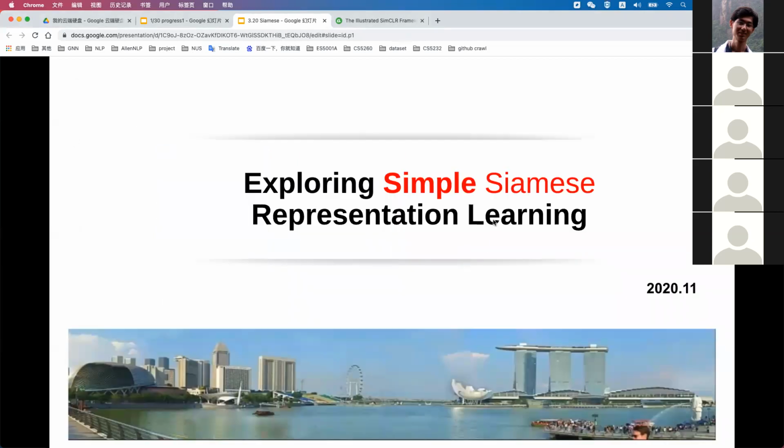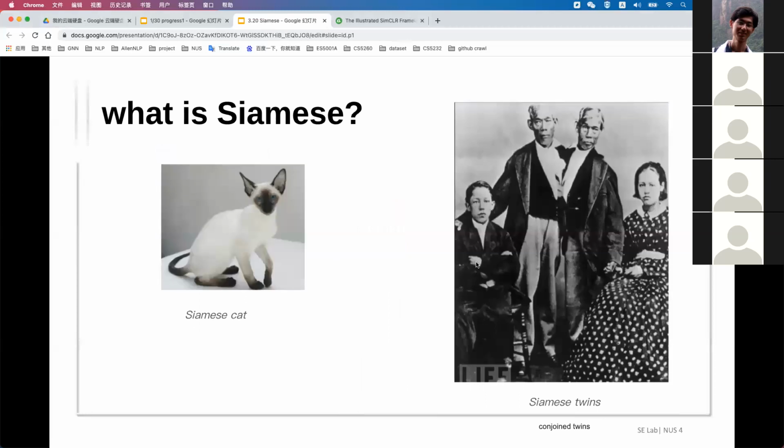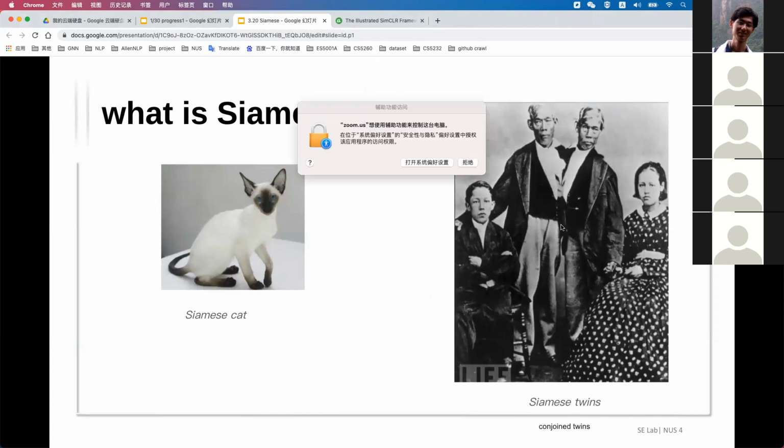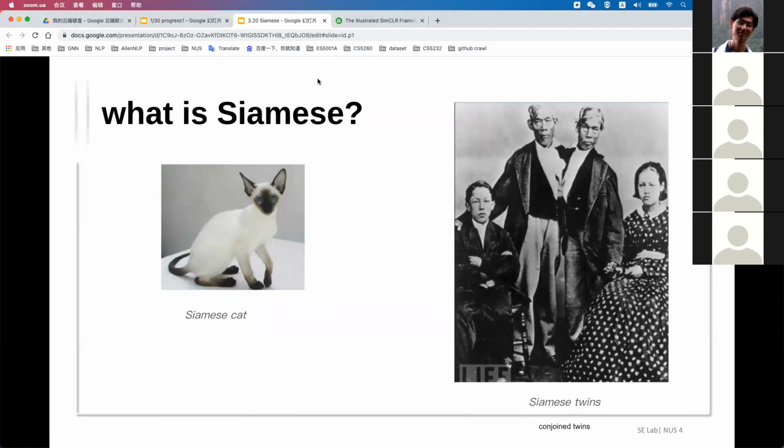So first, we need to understand what Siamese is. Siamese is actually the old name of Thailand. Thailand is famous for the Siamese cat. In Chinese, it means 新罗猫. But in the 19th century, there were Siamese twins. Siamese twins born in Thailand became very famous all around the world. So day by day, Siamese has taken on a new meaning: conjoined twins.